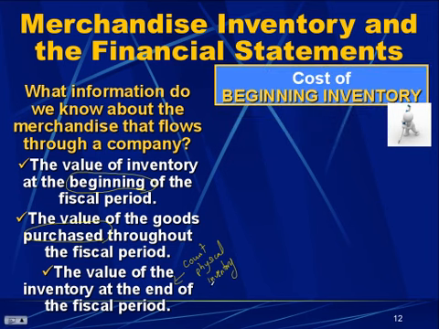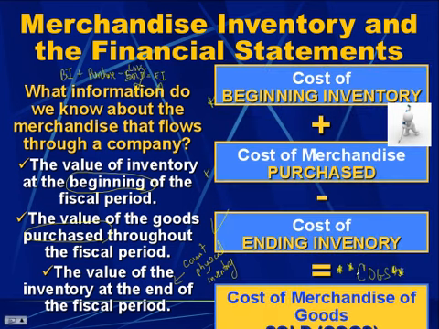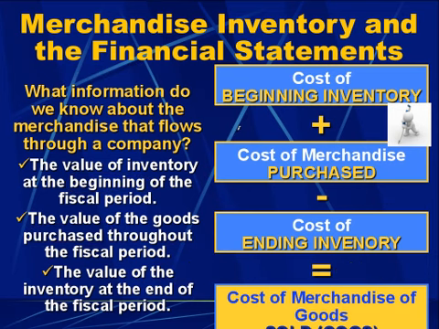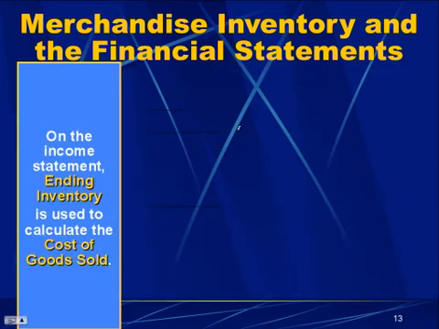Okay, so let's look at a formula. Do not forget this formula. Beginning inventory plus purchases minus ending inventory. Beginning inventory plus purchases minus ending inventory equals cost of goods sold. Remember, remember, remember. Let's see what it looks like on our income statement.